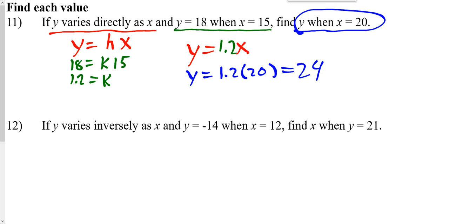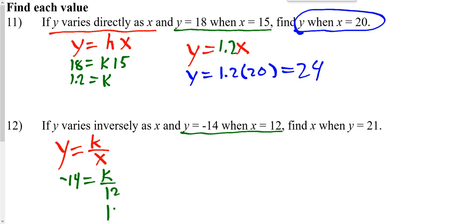All our variation problems are going to be very similar, but here we're starting out with an inverse, so remember I need to then divide by my variable of x. I'm going to then go ahead and plug in the information I have so that it can help me find my k value, my constant of variation. And then in this case, I get k to be equal to negative 168. Then you want to rewrite your original general equation with that value of k plugged in. And then you can go ahead and answer your question.